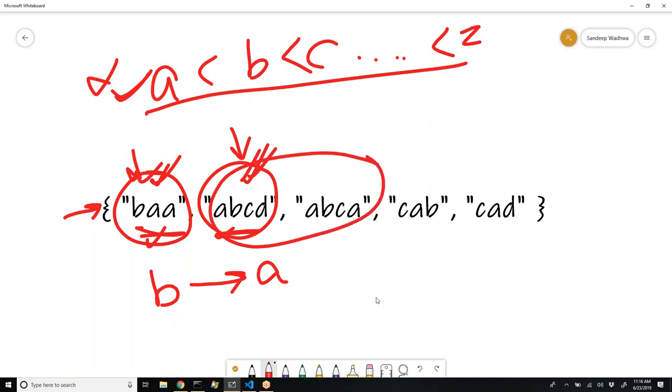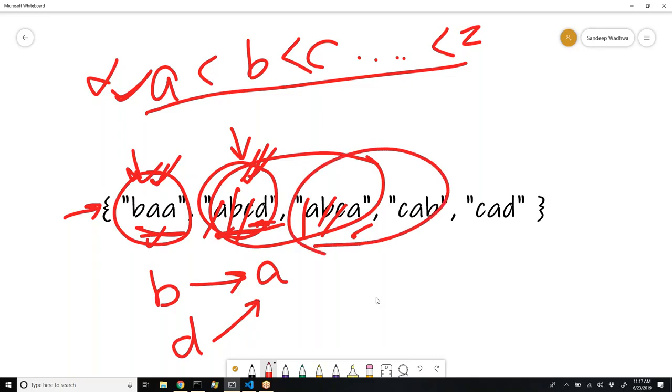Let's compare these two and get some order. B comes before A? No. D comes before A. So D is before A. This is clear? Because here we said A is matching, leave it. B is matching, leave it. C is matching, leave it. D has come before A, so in the dictionary the word with D is coming before, that means D is before A. Now compare these two, and C comes after.